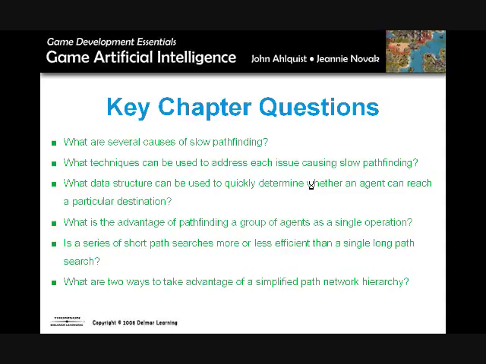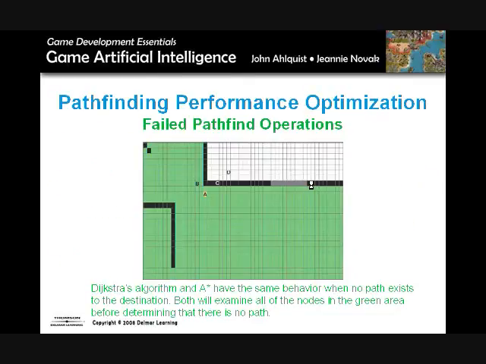What is the advantage of pathfinding a group of agents as a single operation? Is a series of short path searches more or less efficient than a single long path search? And what are two ways to take advantage of a simplified path network hierarchy? Okay, so pathfinding, performance optimization, failed pathfind operations.